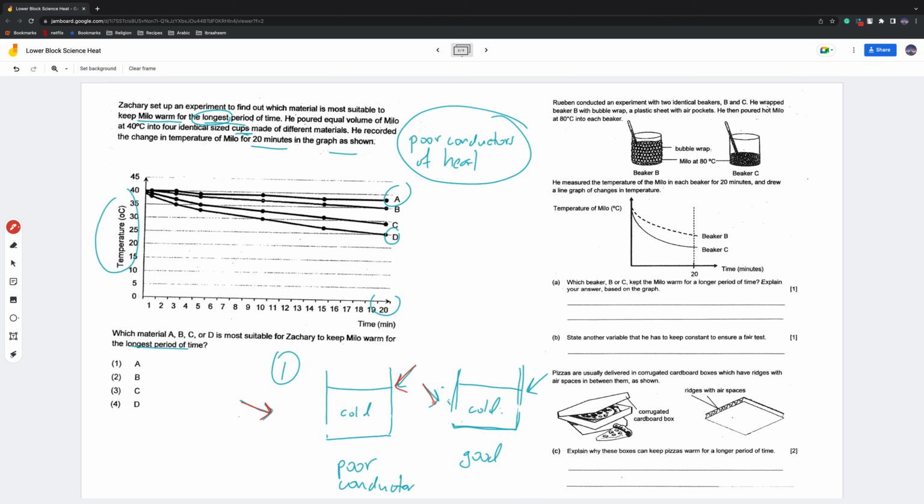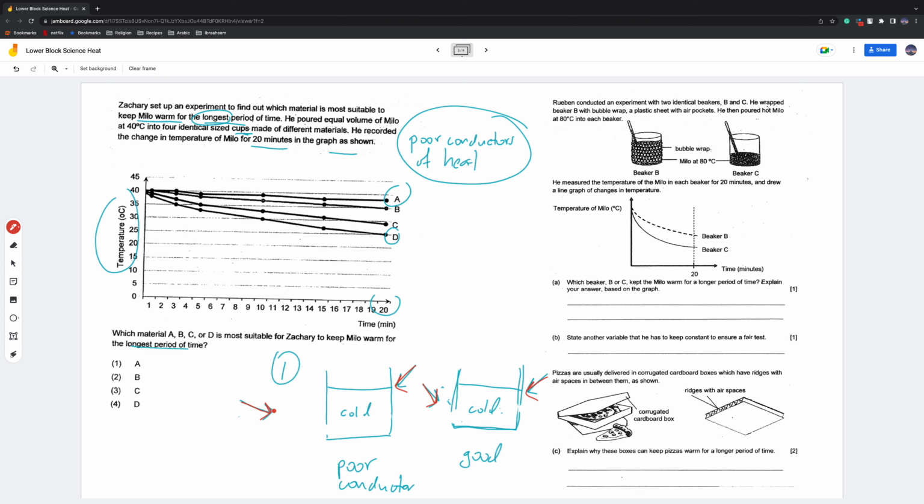Previously, the heat is from the hot Milo trying to go out. So the poor conductor is not allowing it to go out quickly, because it's not going to conduct the heat away from the hot Milo to the surrounding quickly. While the good conductor conducts the heat quickly, so the heat can be conducted from the hot Milo to the surrounding quickly. Now, this time round, the heat is from the outside.